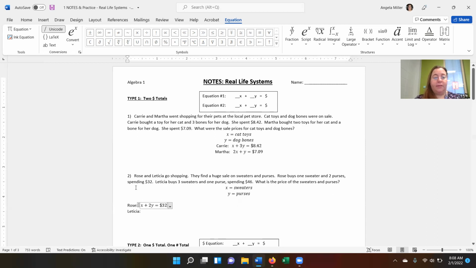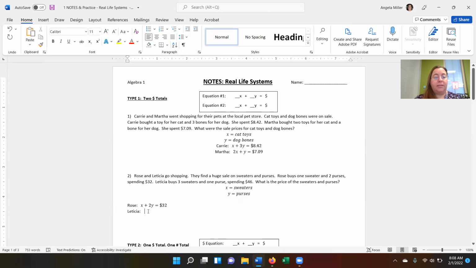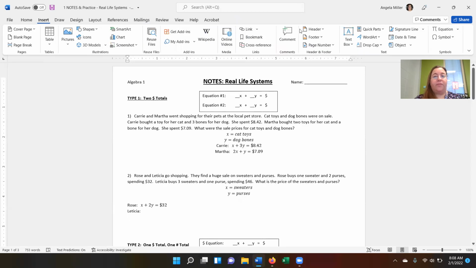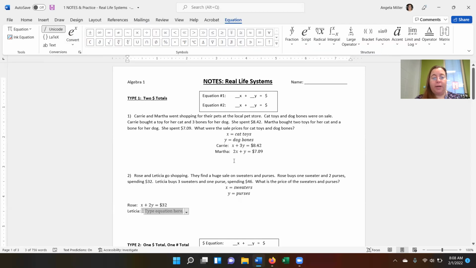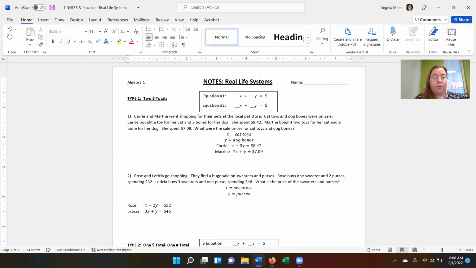There it is. Perfect. Now Leticia, right? We got to figure out what she bought. So she bought, says Leticia buys 3 sweaters. So that's 3x. And so plus 1 purse, so just y. And yes, you could do 1y, but you don't need to, right? We just know the 1 is implied. And she spent $46. Beautiful.